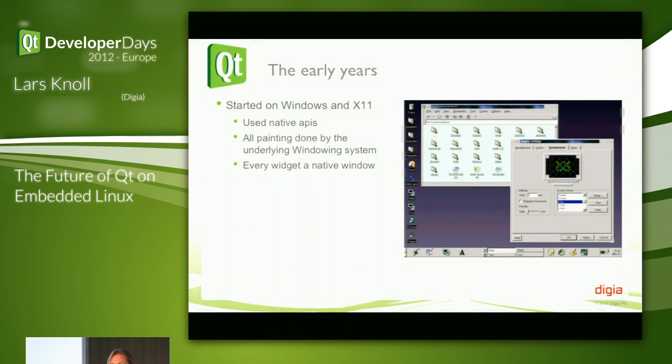We started off actually having Qt on embedded. In the early years we actually only did Windows and X11, and Qt used native APIs to do all the drawing. So we used X11 or Windows GDI calls to get up a widget. All the drawing was done by the underlying windowing system. So QPainter was basically using GDI or X11 calls to do the drawing. And every widget actually was a native window in that model.